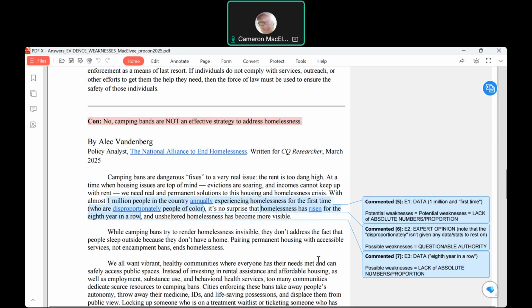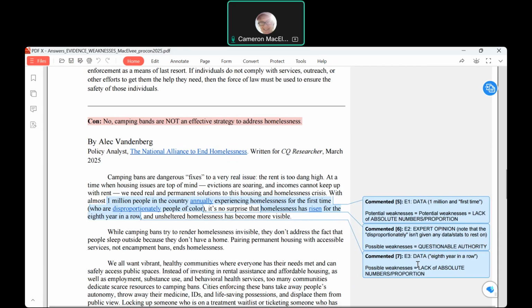Moving on to a second piece of evidence, he says, who are disproportionately people of color. So if you click, like I said last video, if you click on disproportionately, you will go to a website that is citing an expert. Now, I have a little note here that the disproportionately isn't given any data stats to rest on, so we are relying solely on the opinion of someone who's claiming to be an expert on this issue, and they're not giving us any figures, any statistics or data. We're just taking their word for it because they're an expert.